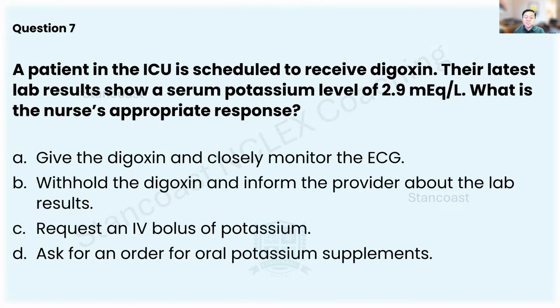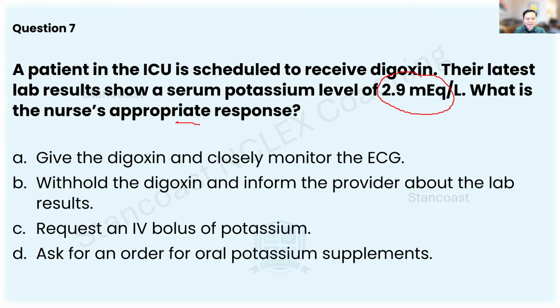Let's talk about number 7 this time. A patient in the ICU is scheduled to receive digoxin. Their latest lab results show a serum potassium level of 2.9. What is the nurse's appropriate response? Is it A, give the digoxin and closely monitor the ECG, or B, withhold the digoxin and inform the provider about the lab results, or is it C, request an IV bolus of potassium, or is it D, ask for an order for oral potassium supplements?